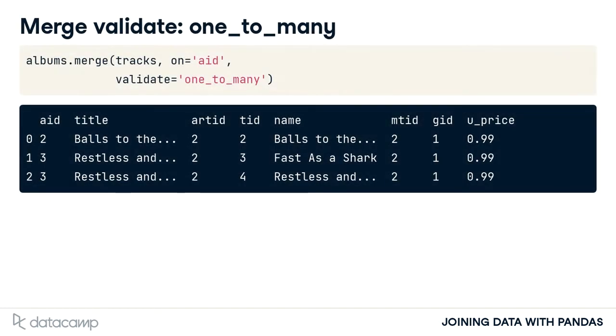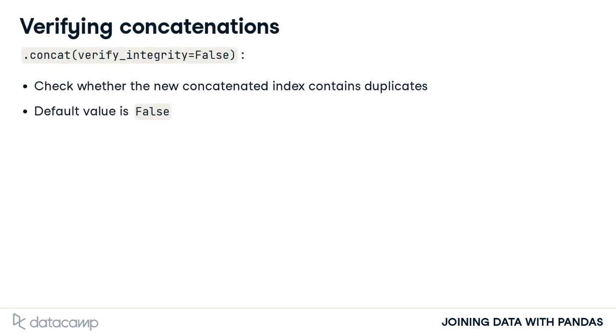Now, we'll merge album information with the tracks table. For every album, there are multiple tracks, so this should be a one-to-many relationship. When we set the validate argument to one-to-many, no error is raised. Let's now talk about the concat method.